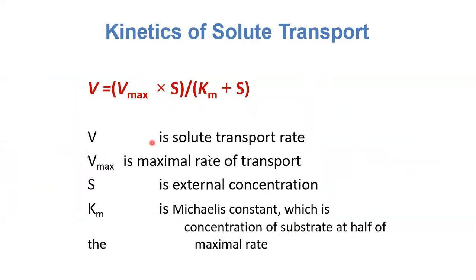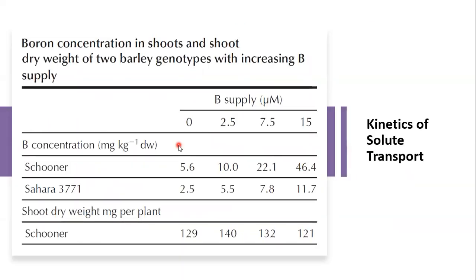By using this formula, here you can also see that the external concentration has also been mentioned, because that will also affect the transport rate. So this formula is used for the transport. There are a few examples mentioned here. You can see here the kinetics of absolute transport, boron supply, boron concentration. Then there are two different varieties. You can just have a look at them.